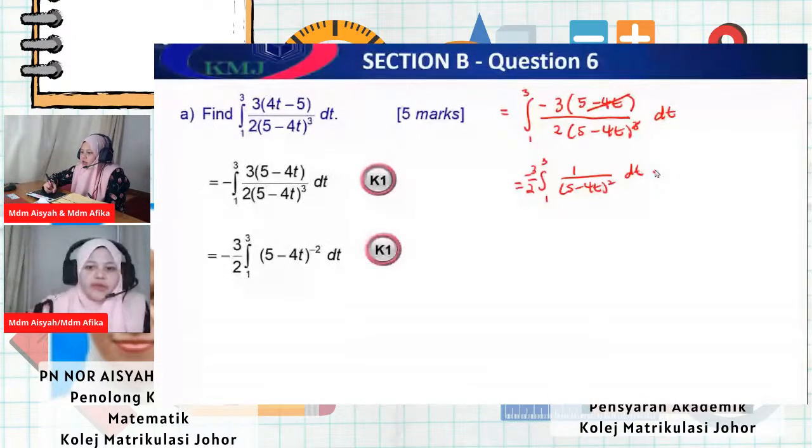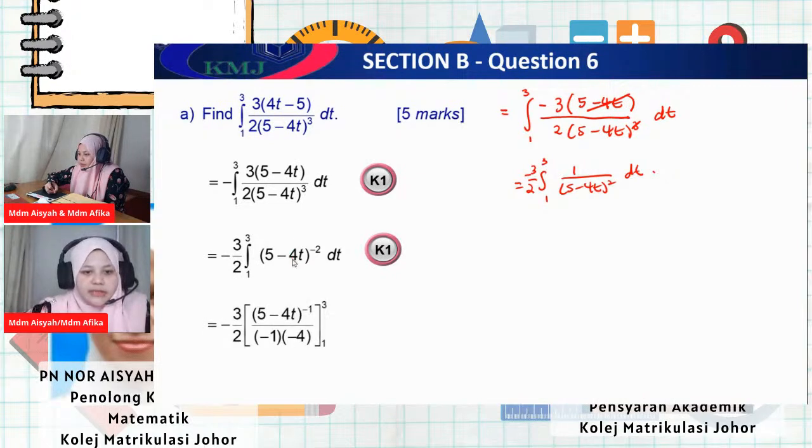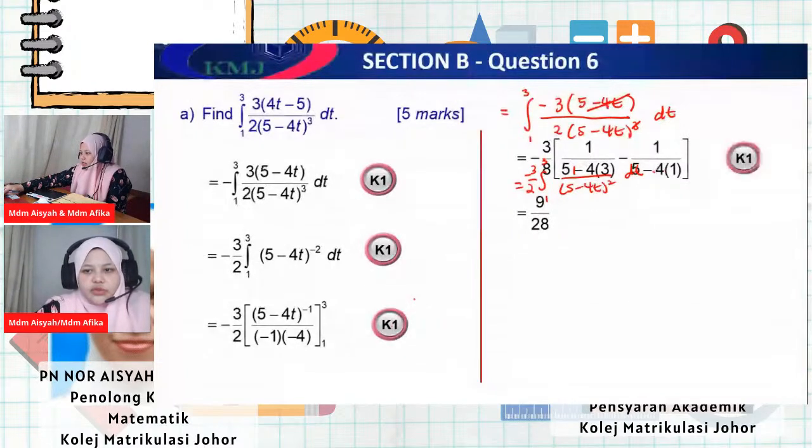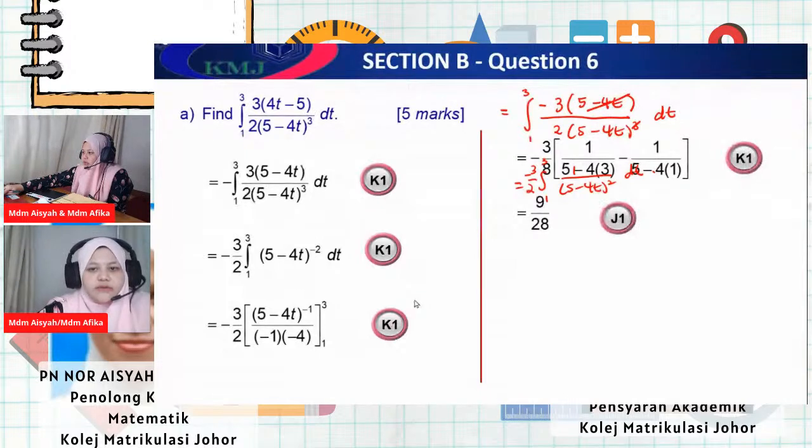So we can bring the function to the top to use the power rule. Integrate by using the power rule because the function inside the bracket is linear. So negative 2 plus 1, you get negative 1, divided by negative 1 times negative 4. It came from differentiating the function inside: 5 minus 4t, differentiate, we get negative 4. And then we just substitute the value, 3 into t and 1 into t. So you will get K1 for substitution and then J1 for the final answer, 9 over 28.